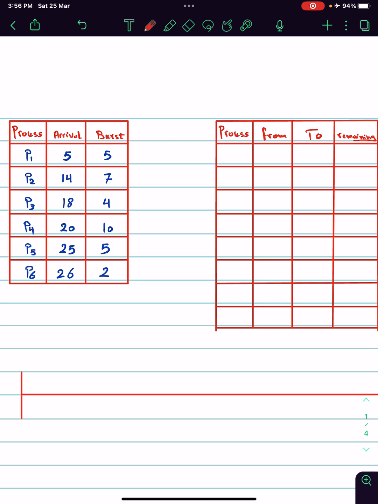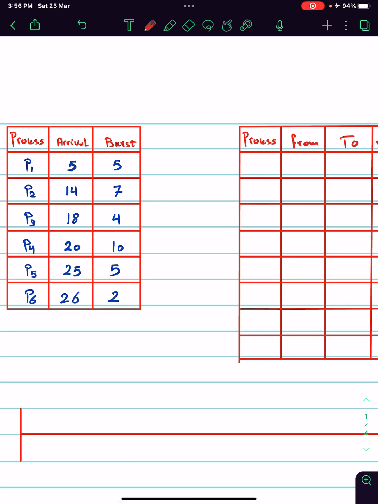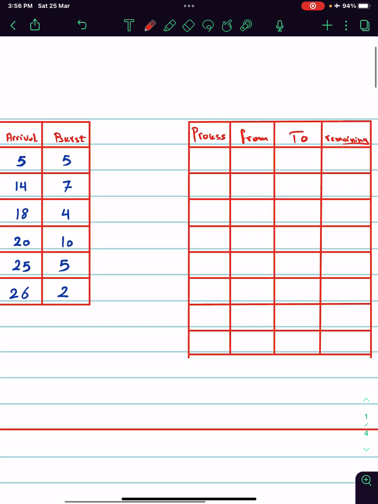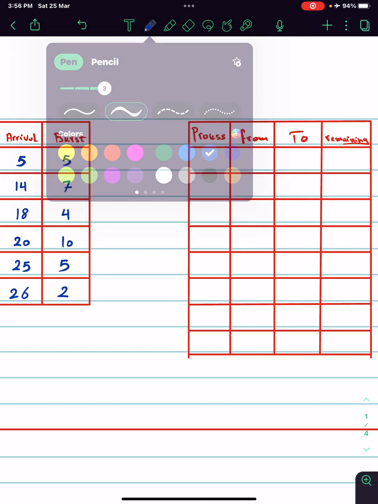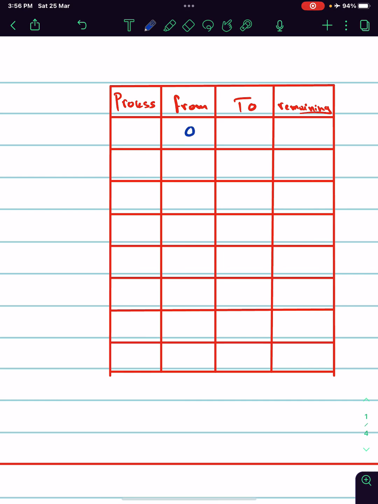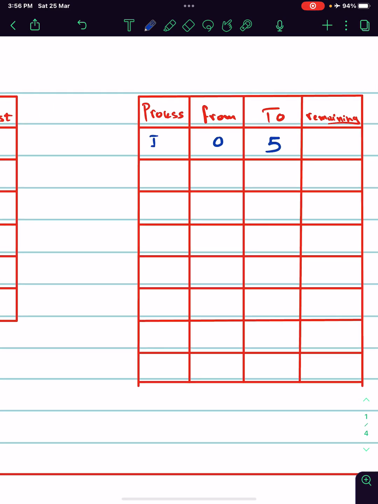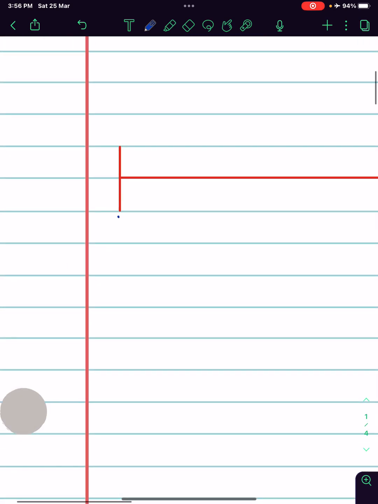Here is the table that represents the different processes with different arrivals and different bursts. Let's schedule that. As you can see here, the very first arrival is at time 5. That's for process P1. So this means that the time from 0 to 5 is idle. The processor is idle, and of course we don't have remaining for the idle. So starting from time 0 all the way to 5, the processor is idle.